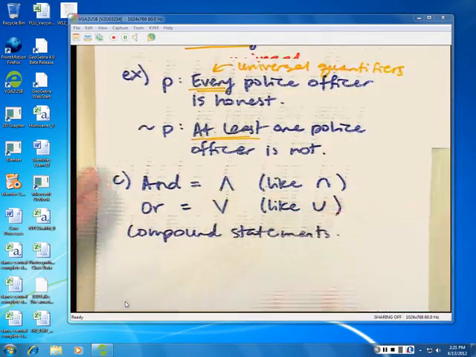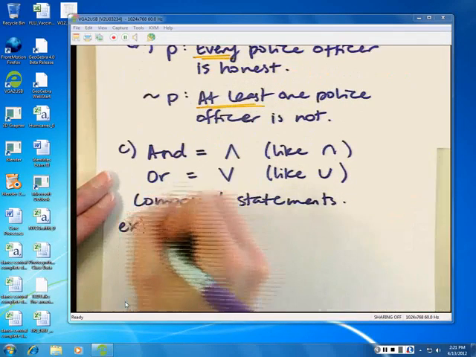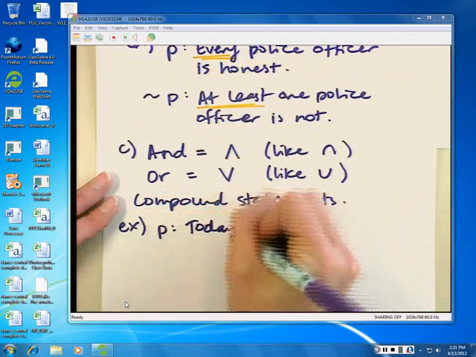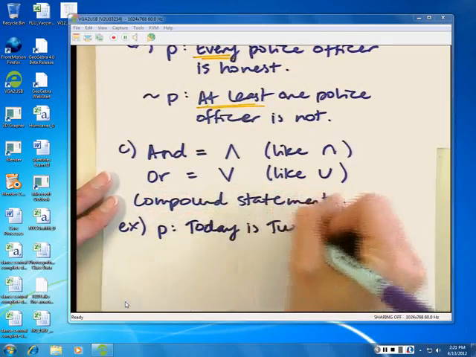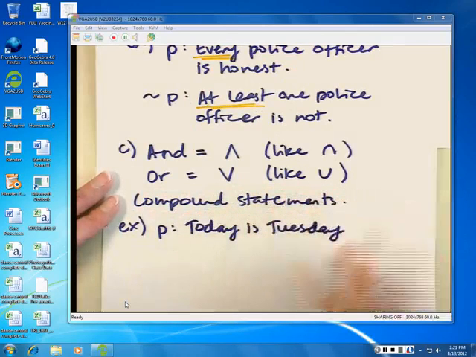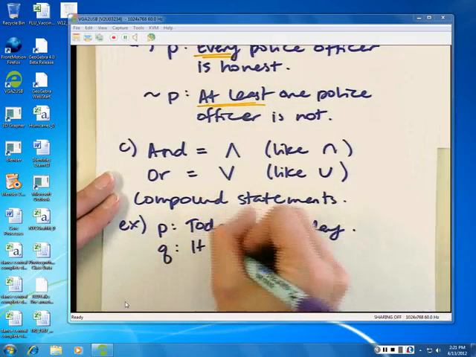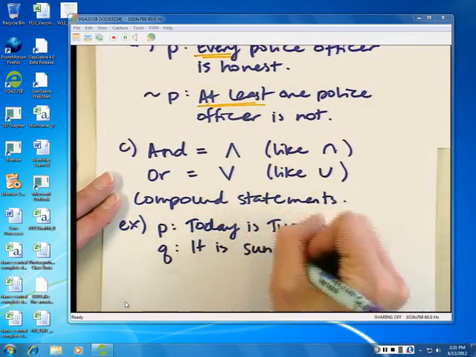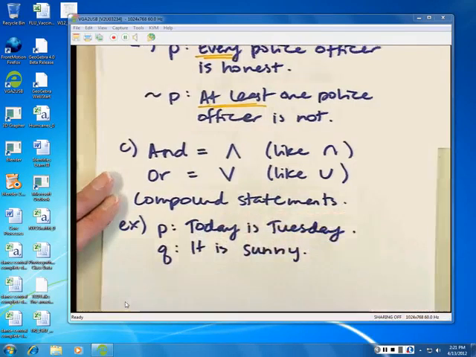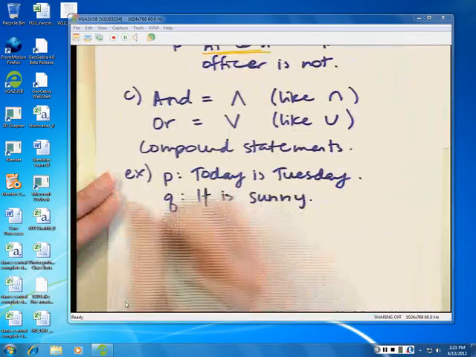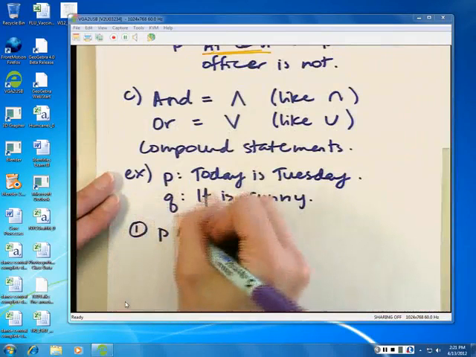Okay, so for example, let's say that P is today is Tuesday again. And for Q, I'm going to use it is sunny. And it actually is. There's a few clouds in the sky, but it actually is sunny right now. And I'm going to just start combining them. So number one, I want P and Q.